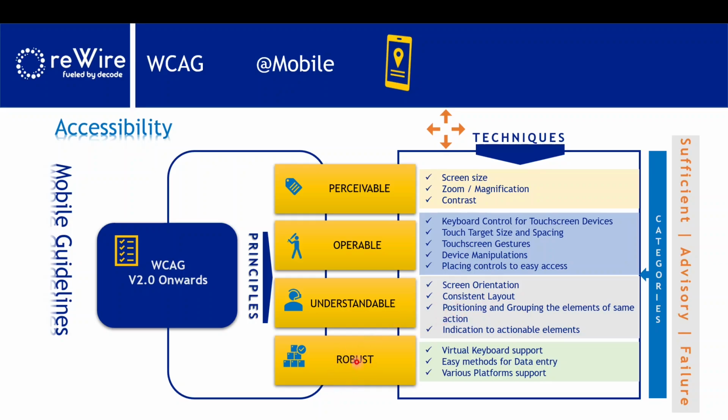And then the fourth principle is robust. Robust is, as I said earlier in my sessions, it should be compatible with upcoming advancements, as well as available digital equipment. So, for example, a virtual keyboard or easy methods of data entry. Suppose you are attaching a keyboard, your app should be compatible with that. Various platforms should also be supported.